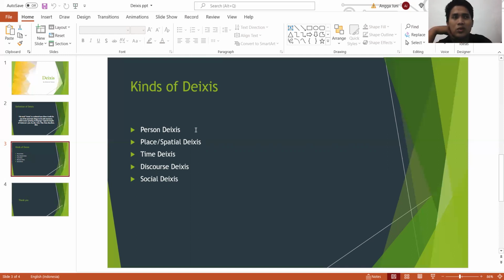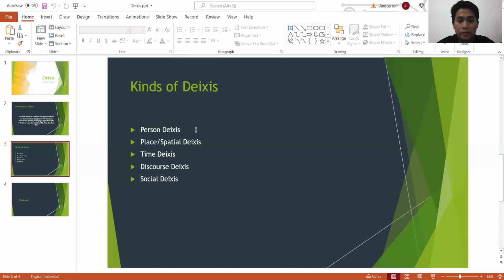Sometimes we use it to point at a place, to point at something without telling it. It's so far away. That is not good. Which "that"? Who is that? We can refer to that one. So that's what we call place or spatial deixis.